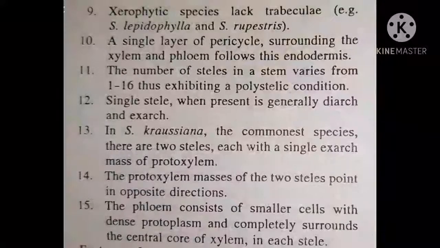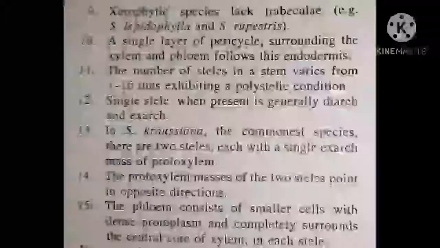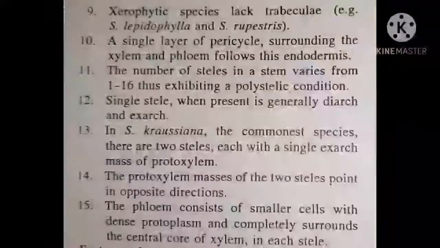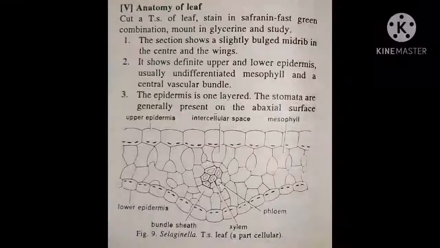The phloem cells are smaller, they are protoplasmic and completely surround the central core of xylem in each stele. Here the special anatomical modifications are seen in the endodermis, in the form of trabeculae, and another is the presence of more than one stele, that is a polystelic condition. Now we will see the anatomy of the next organ, that is the leaf.